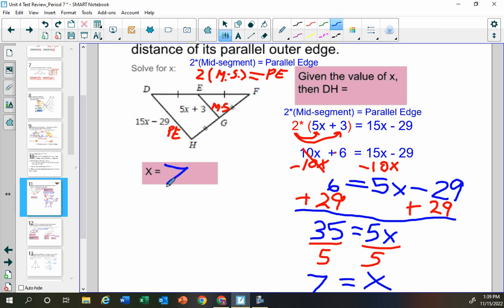Are we finished though? No, we have to substitute. You have to substitute because now which expression is DH? Is that the one inside or outside? Where's DH? Which one is D? It's the outside, so which one are we using? You have to use the 15x minus 29.